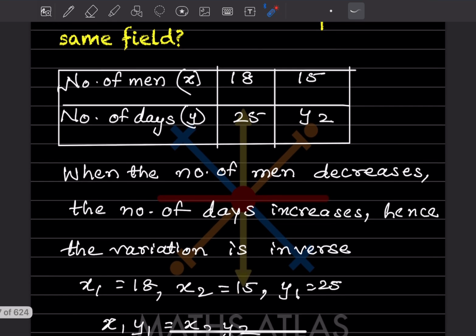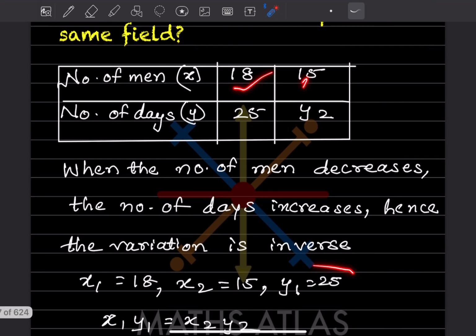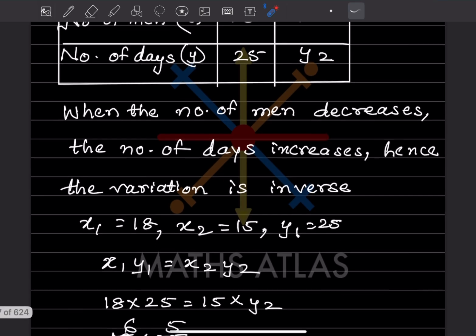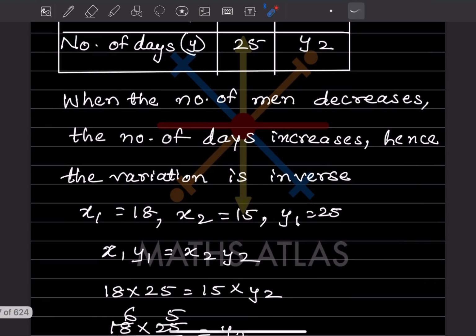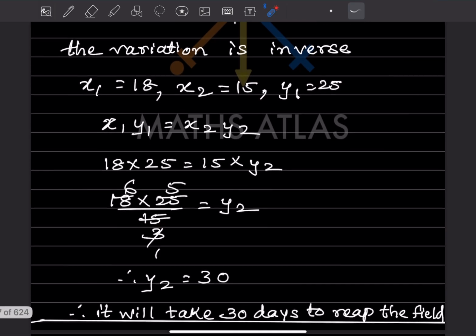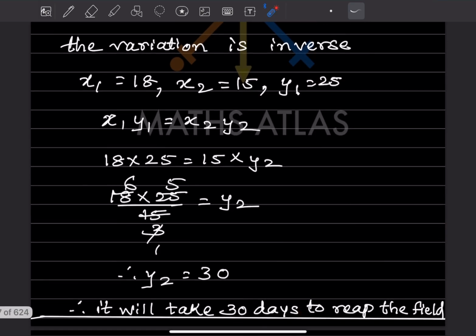So these are the given things written here. To be inverse, we have to use this one: x1 y1 is x2 y2. Just plug in the values. This is going to be 18, y1 is 25, x2 is 15, and we don't know what y2 is. This will go in the denominator, that is y2. After simplifying this, we get y2 as 30. So it will take 30 days to reap the field.